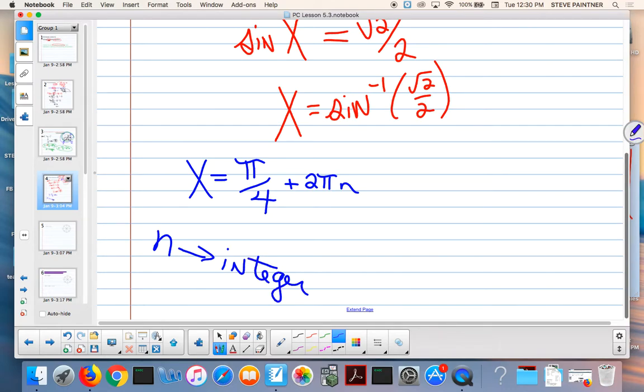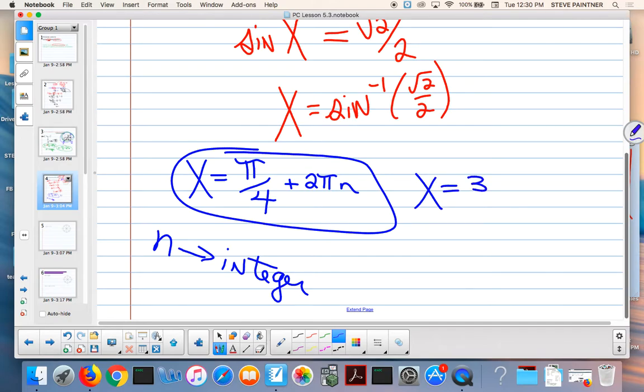How about any integer you want? So if I said 5, n is 5, that just means take that angle, make 5 circles. Yes, I mean, that's all it means. Okay, the other one was x equals what? 3 pi over 4 plus 2 pi n.